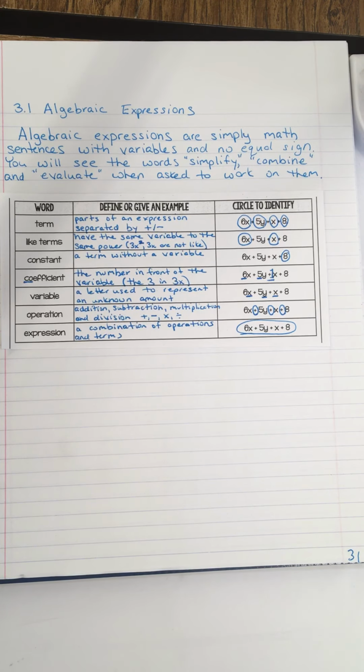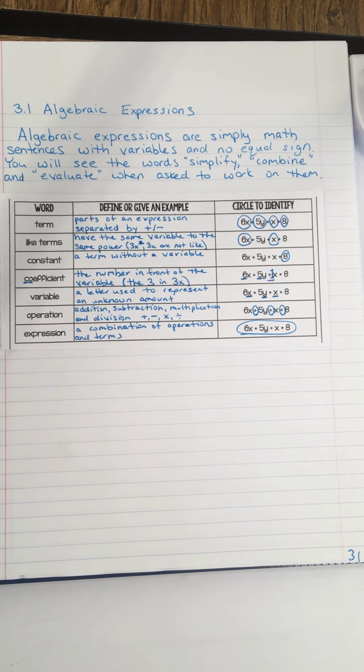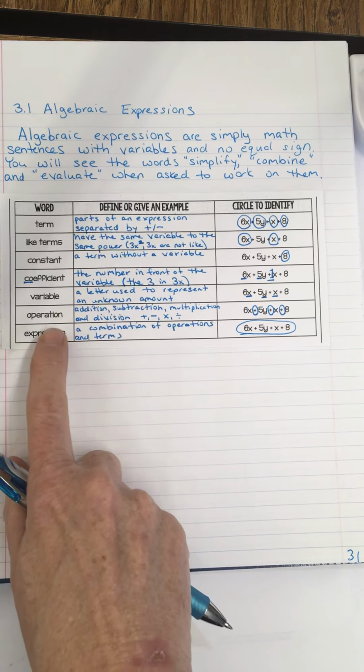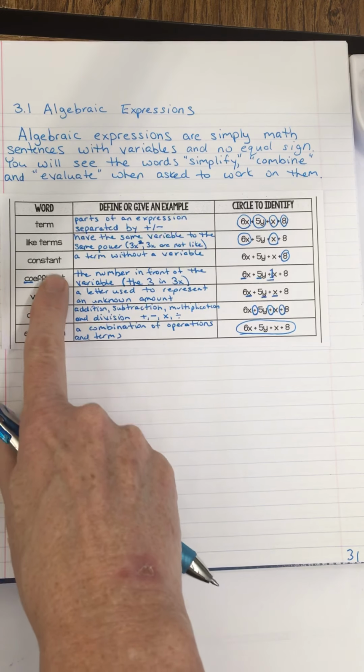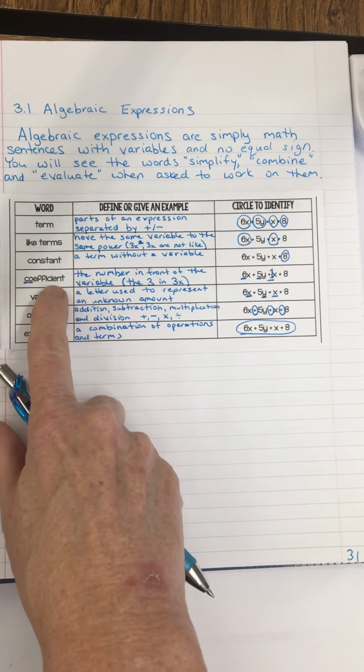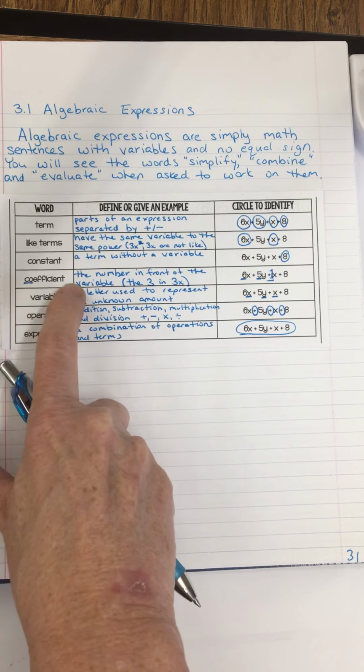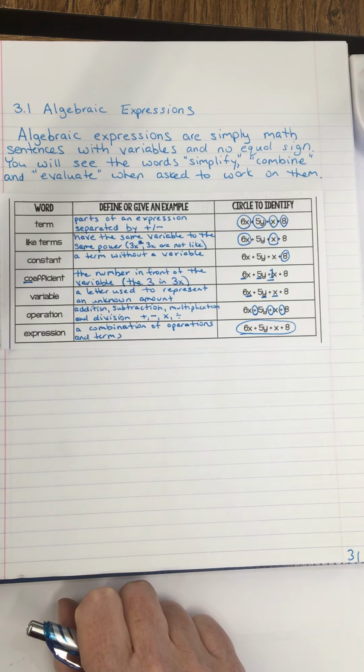Yesterday we talked about the vocabulary. For instance, what an expression was, an operation, variable, coefficient, constant, like terms, and terms. Now, in your homework, one of the problem areas are with coefficients because there's some kind of weird ones in there. So I'm going to help you with those today.